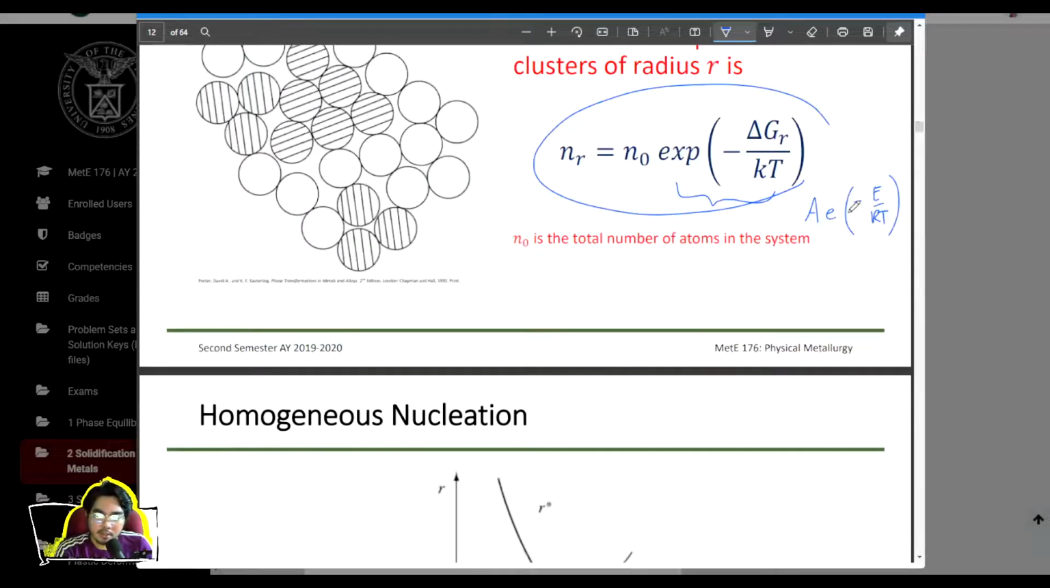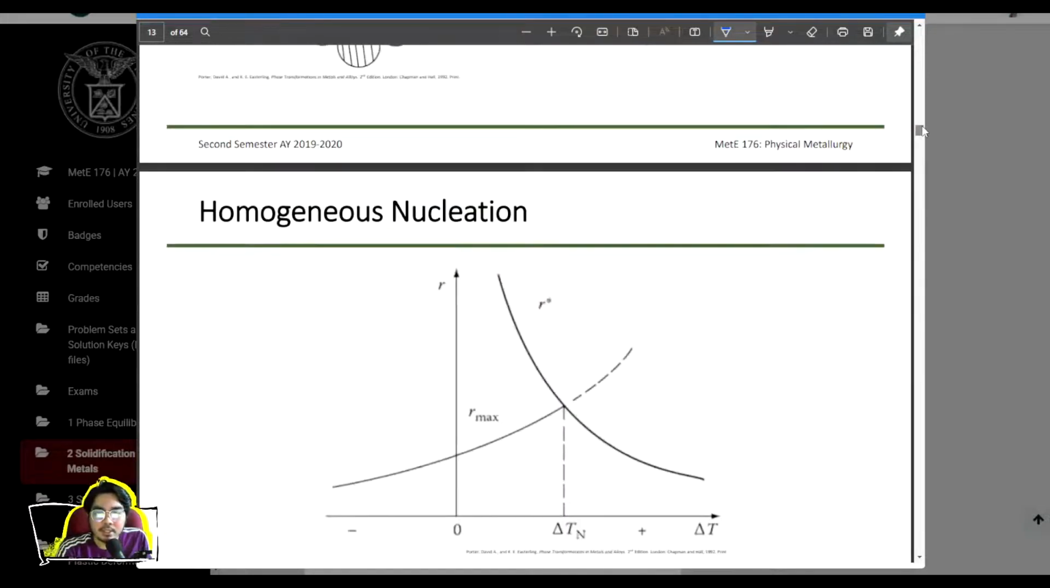So this describes, kumbaga, a probabilistic equation. So what this says is that if we try to plot the r versus the delta T or degree of undercooling, you'll find out that yung r max natin, or the maximum radius na kayang ma-achieve ng mga nuclei natin, increases with delta T.